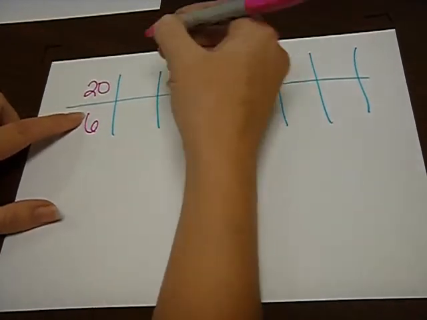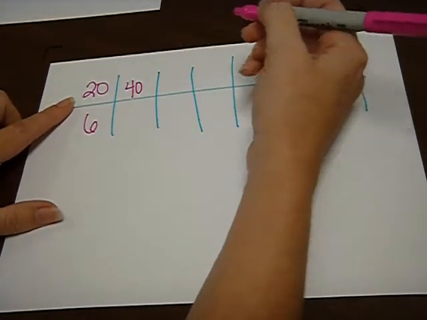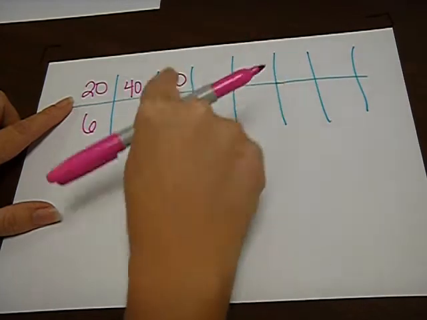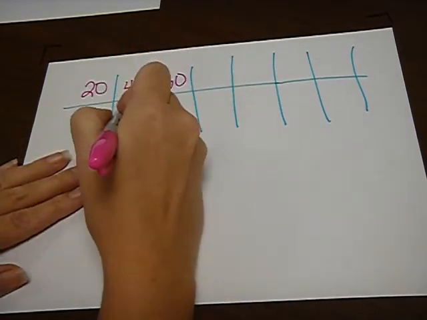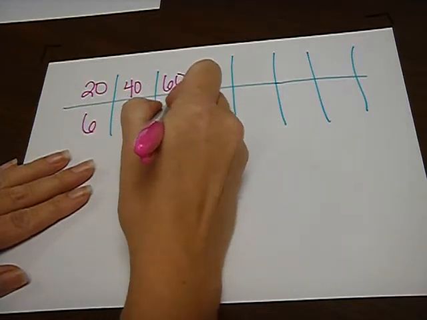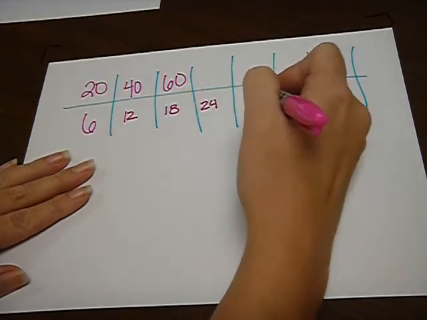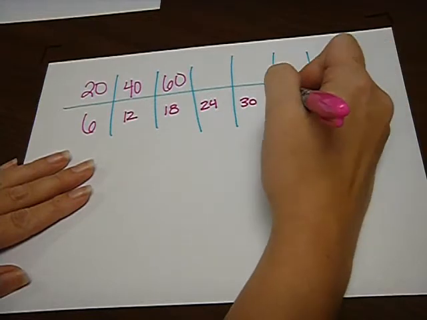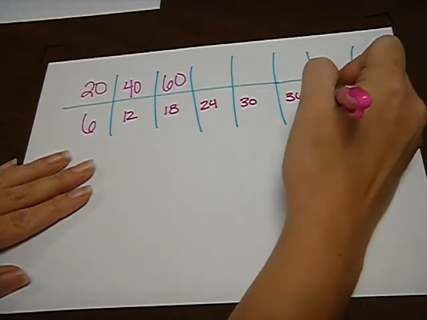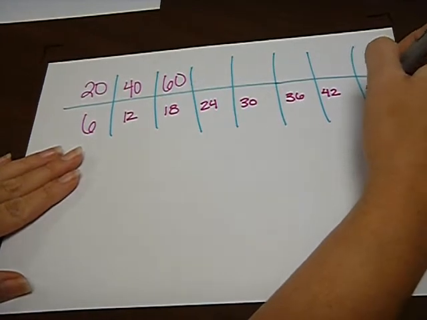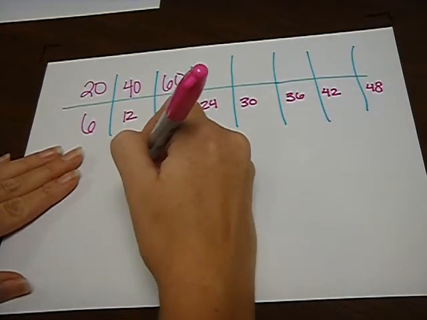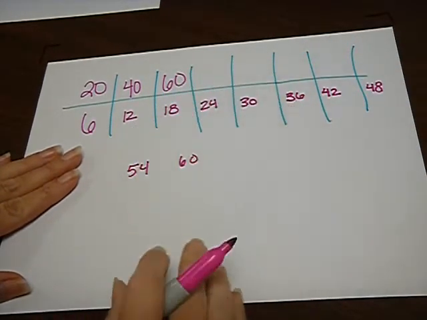So 20, 40, 60. Oh, I know 60 is going to work for 10. So 6, 12, 18, 24, 30, 36, 42, 48, 54, and 60.